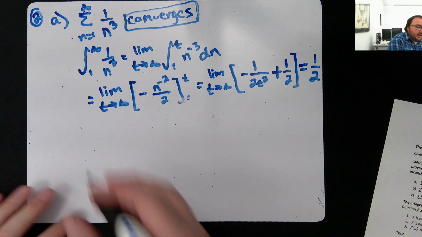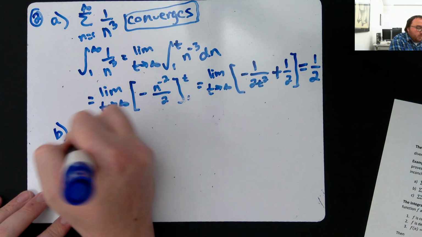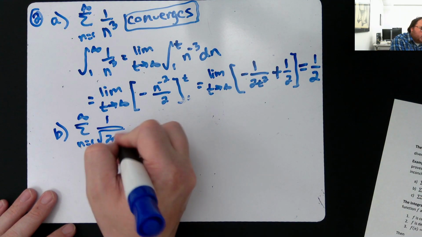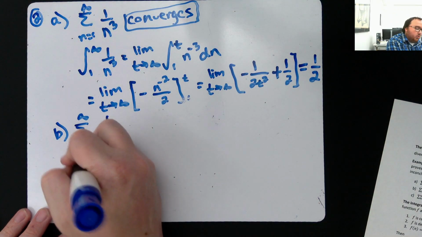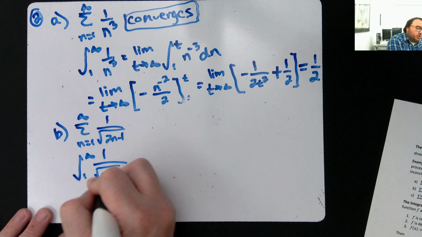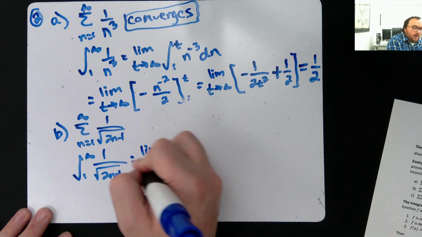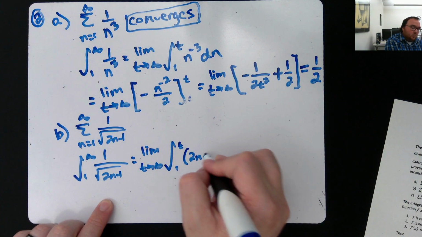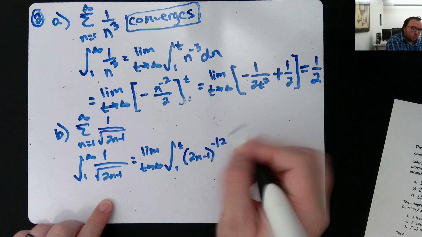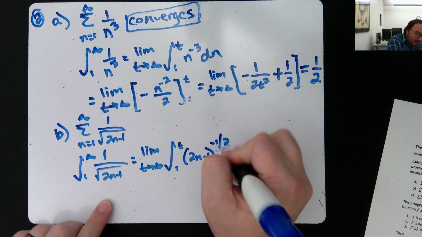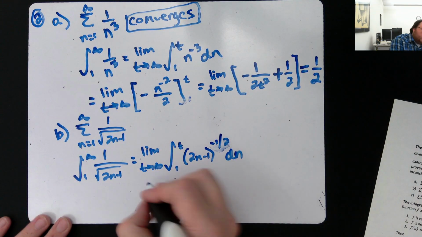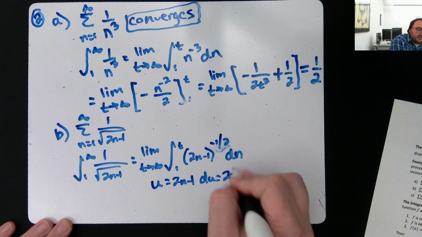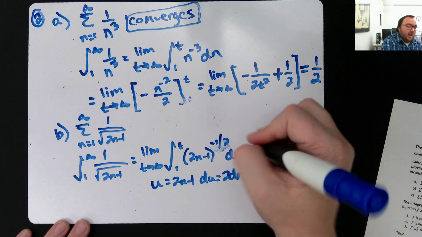Example B, we're doing the same thing. Sum from n equals 1 to infinity of 1 over the square root of 2n minus 1. So let's do the same thing. Integral from 1 to infinity, 1 over square root 2n minus 1. That's going to be the limit as t goes to infinity of the integral from 1 to t. This is 2n minus 1 to the negative 1 half. Whoa, negative 1 half. Use u substitution here. u equals 2n minus 1, so du is going to be 2 dn. I don't have a 2, so put 1 half out front.